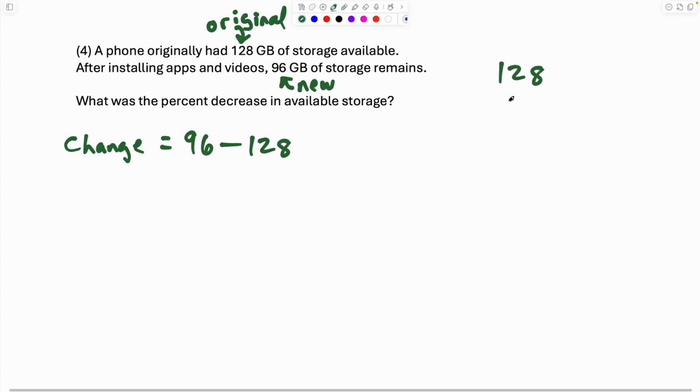So on the side, what I'm going to do is subtract these two numbers here and then just put a negative in front of this difference. So 8 minus 6 is 2, and then 12 minus 9 is 3. So this works out to negative 32.